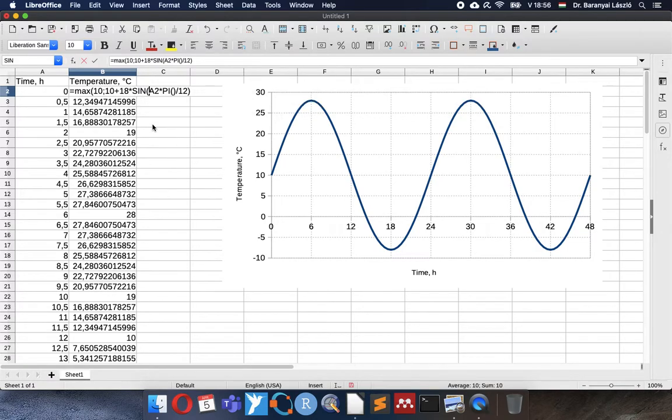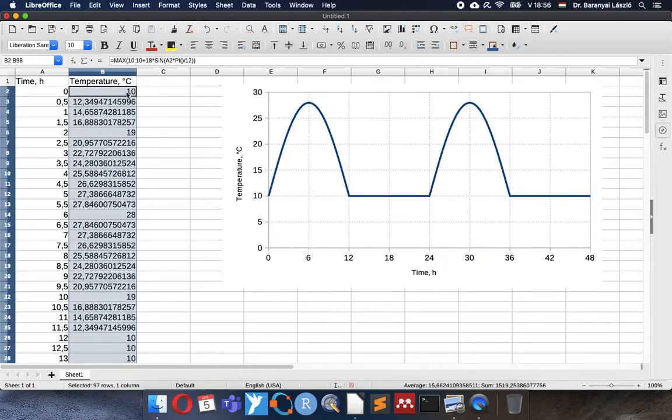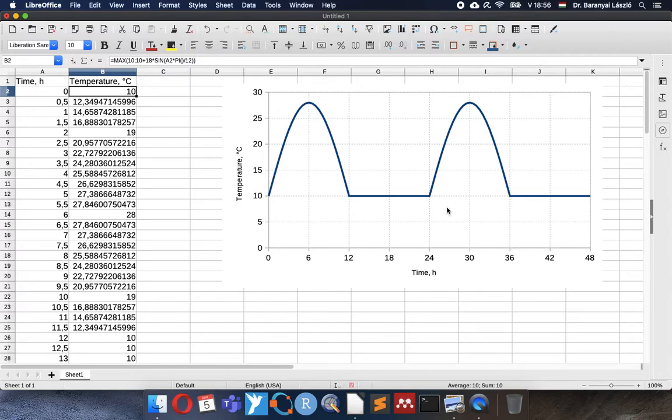We have to enter the threshold and of course our calculation. The threshold limit is here, maximum of 10 or the calculated function. And now removed all values below the 10 degrees, which is fine for us. Now it looks nice. We have only one peak per day and it is repeating all over the days.